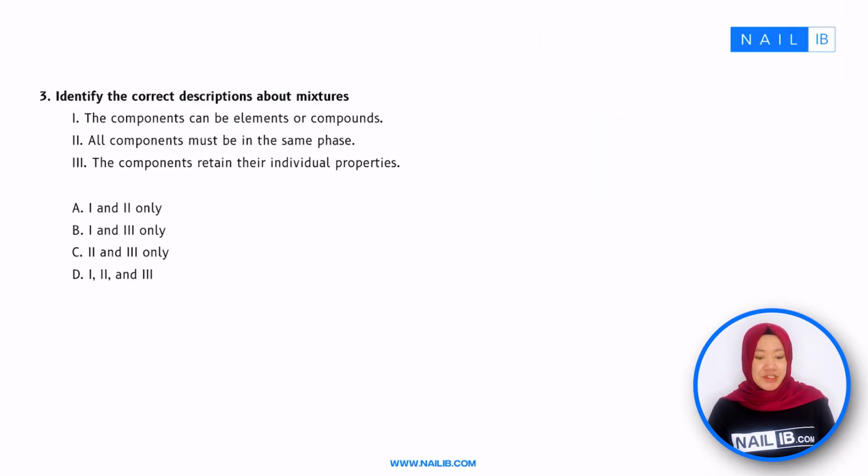Identify the correct descriptions about mixtures. First, the components can be elements or compounds. Elements, for example, a combination of elements like an alloy. When you want to form better properties from a combination of elements like stainless steel, you need to combine several elements. And compounds, when you dissolve salt, NaCl, as a compound into the water. So the first one is correct.